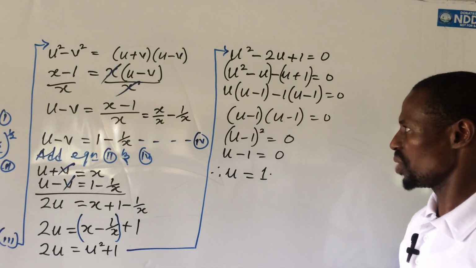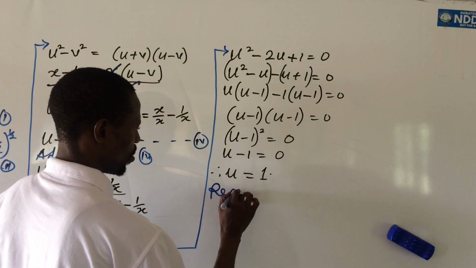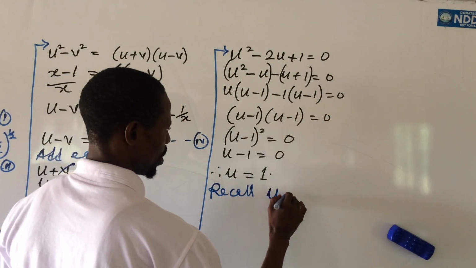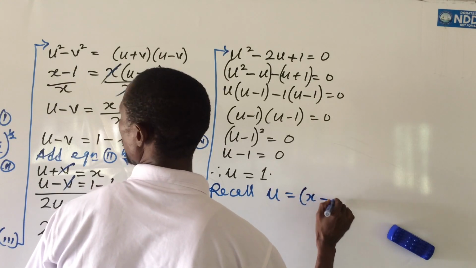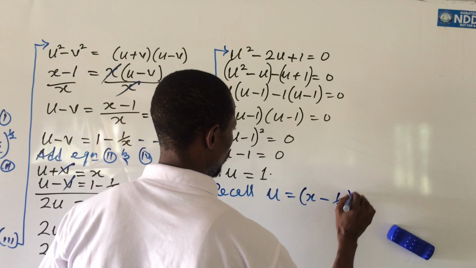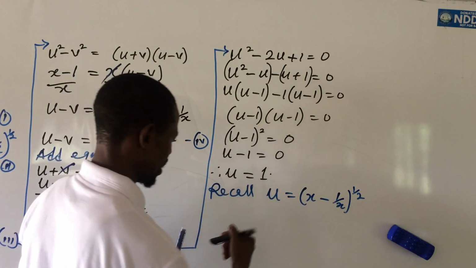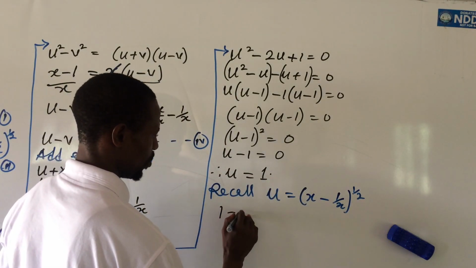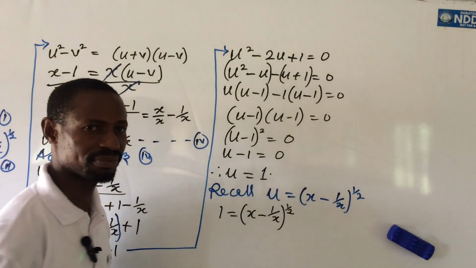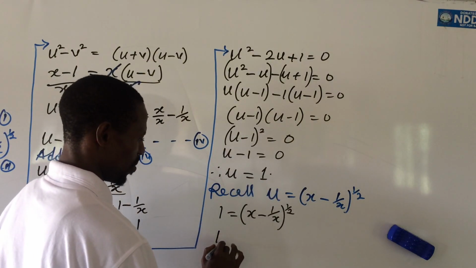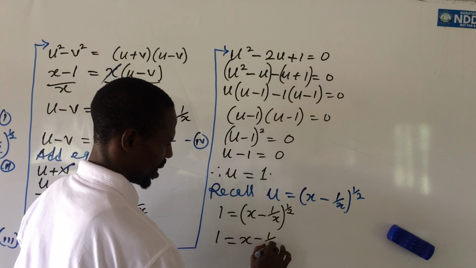So let's go back to our initial equation. Recall we said, let u be equal to bracket x minus 1 all over x all to the power of 1 all over 2. We have our u to be 1 already, so we can substitute that to give us 1 equal to bracket x minus 1 all over x all to the power of 1 over 2. Take the square of both sides, so we have 1 is equal to x minus 1 all over x.